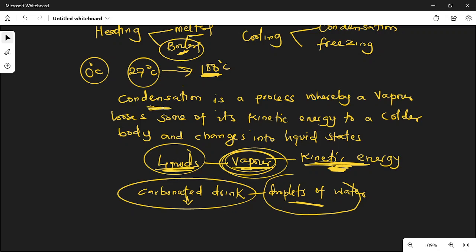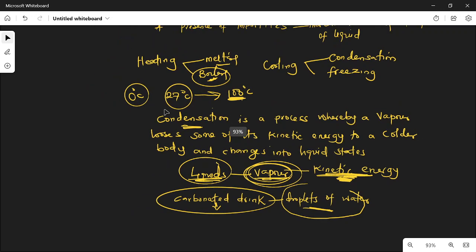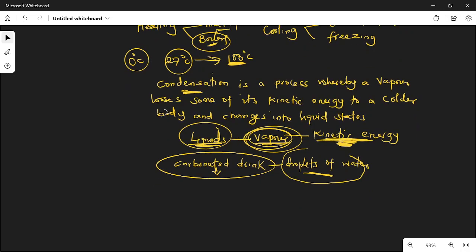I want to believe this is clear. So condensation is a process whereby a vapor loses kinetic energy. So the vapor around that carbonated drink will lose kinetic energy. Why will they lose kinetic energy? Because their temperature is higher, and the temperature of the carbonated drink is lower. So they give back the kinetic energy they have possessed, and what happens is that it turns to liquid, which is water.